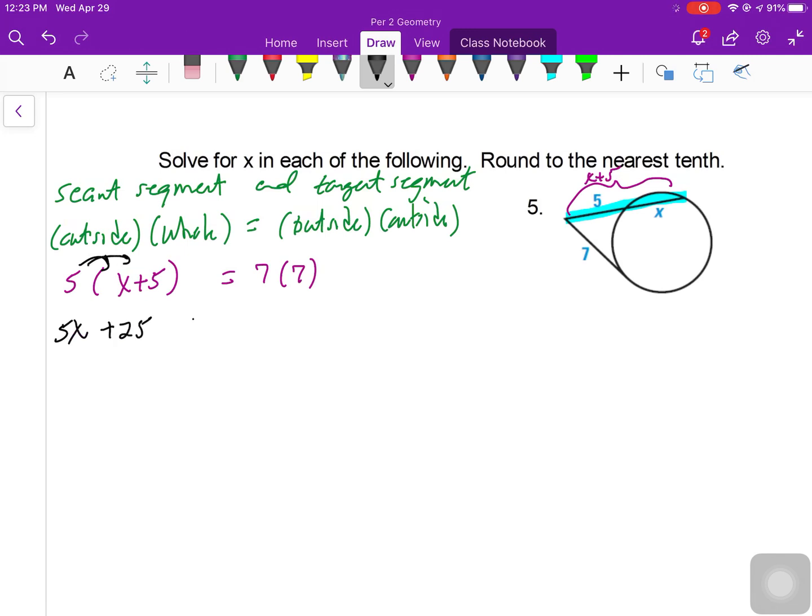Now comes the algebra. 5 times x is 5x. 5 times 5 is 25. 7 times 7 is 49. This one's pretty easy to solve. We subtract the 25. 5x would equal 24. We divide by 5, x would be 4.8.